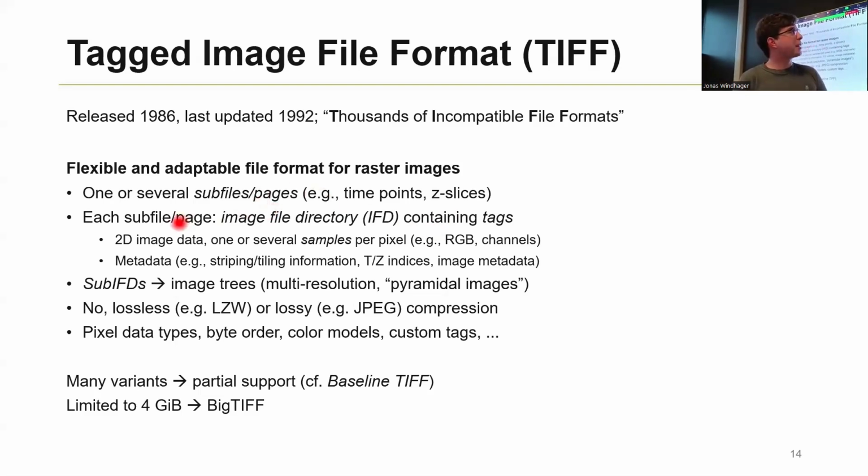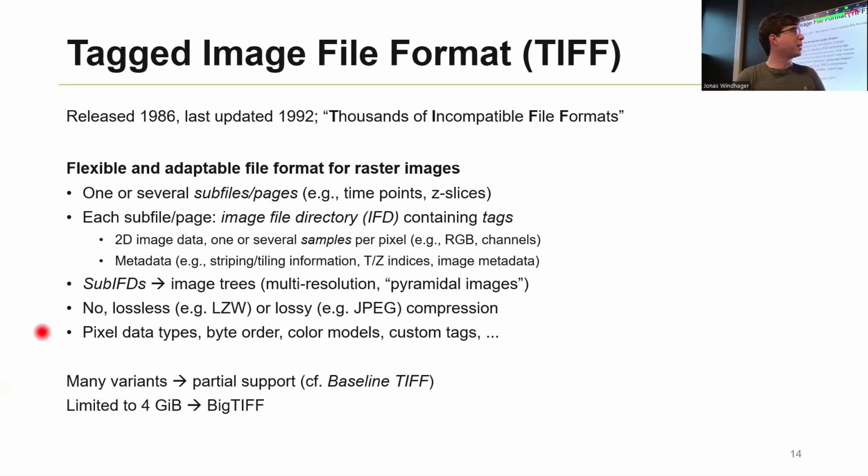And these tags can either be 2D image data, important 2D image data, with one or several samples per pixel, so that's the number of channels, so that can be RGB, or if the multiplexity is very high, that can also be 10,000s. And there are also metadata tags. So both are considered tags. And each of these IFDs can also contain sub-IFDs, which is very important. These are image trees. So this is when you talk about pyramidal images, then you have multiple resolutions, so that you can enable a Google Maps-like exploration of the data.